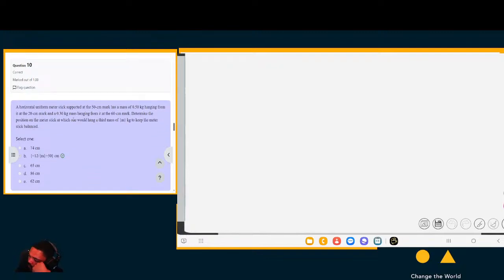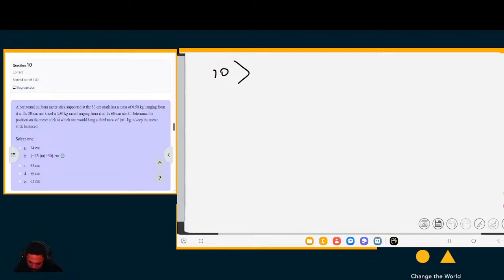Question number 10, and this will be our last one for today. A horizontal uniform meter stick, supported at the 50 centimeter mark, has a mass of 5 kilograms hanging from it at the 20 centimeter mark and a 30 kilogram mass hanging from it at the 60 centimeter mark. Determine the position on the meter stick at which one would hang a third mass to keep the meter stick balanced.